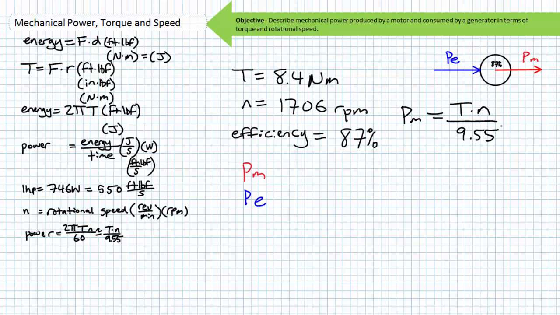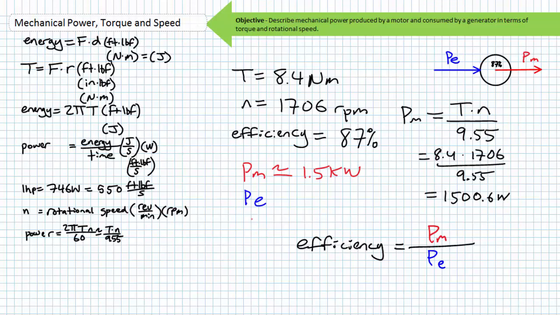Our relationship of torque and rotational speed suggests that mechanical power equals torque times rotational speed, and since we're using SI metric system units, we divide this by the constant 9.55, where 9.55, if we recall, is the convenient packaging of the irrational yet constant 2 pi and the 60 seconds per minute conversion. Substituting in the necessary values, we find a mechanical power output of approximately 1.5 kilowatts.